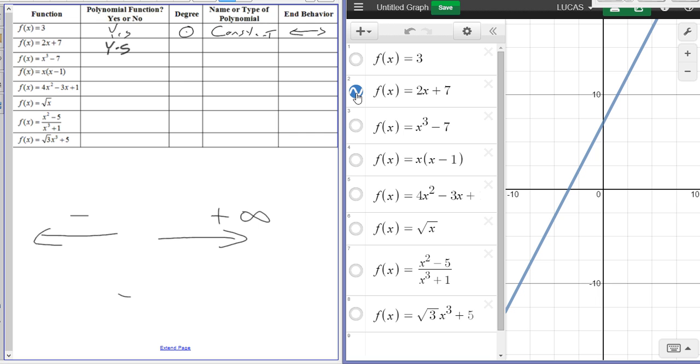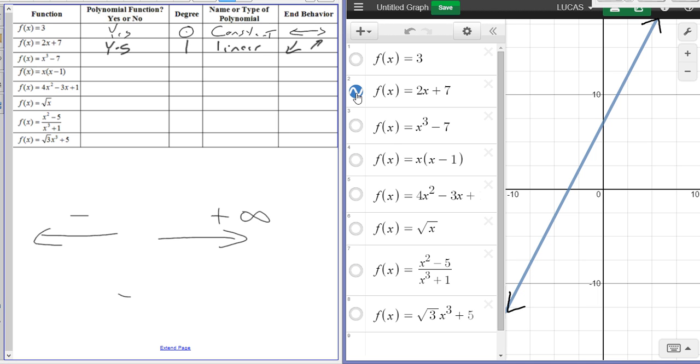Okay, our degree is 1 because the x has an exponent of 1. We call this a linear function, a linear polynomial. And notice this end behavior. We have one end ending high, and we're starting low. So down on our graph, you can see here, we're ending high, starting low.